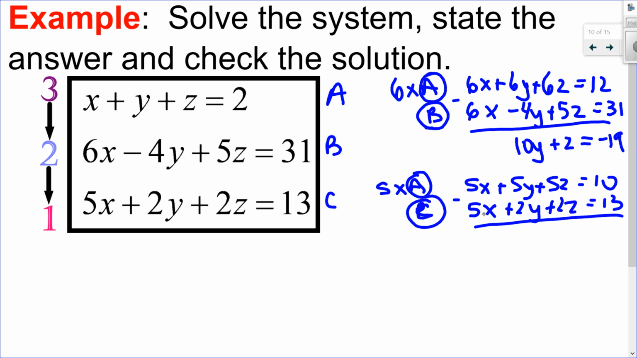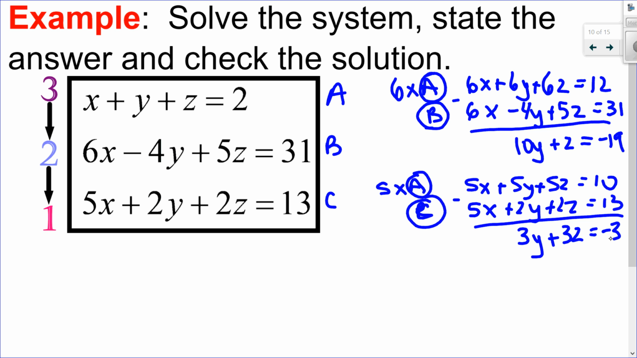So 5x take away 5x is 0. 5y take away 2y is 3y. 5z take away 2z is 3z. Equals 10 take away 13 is negative 3.